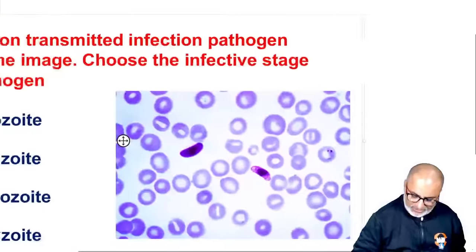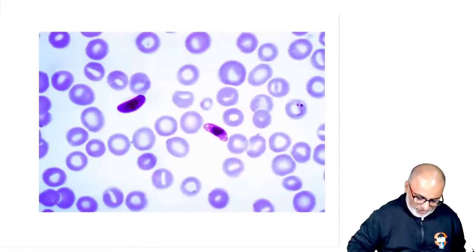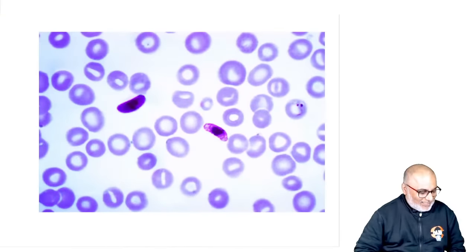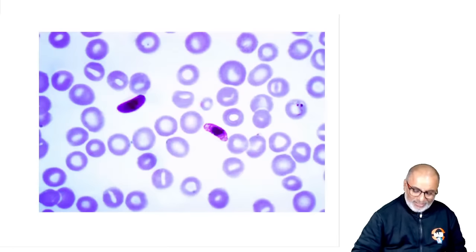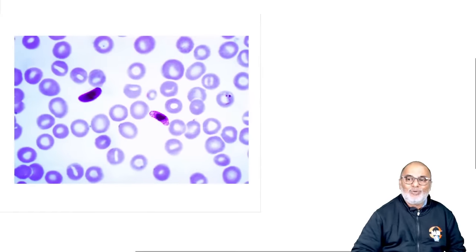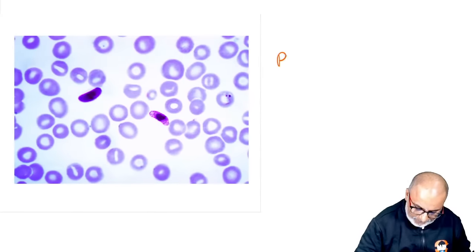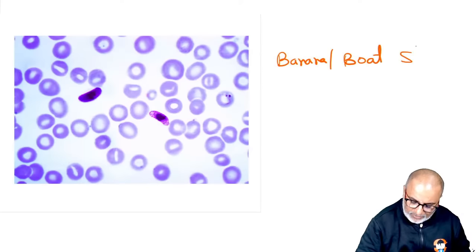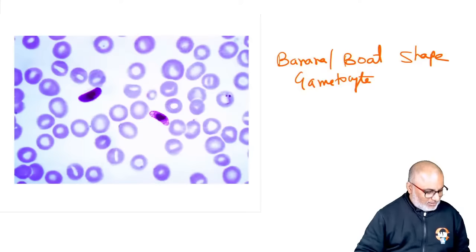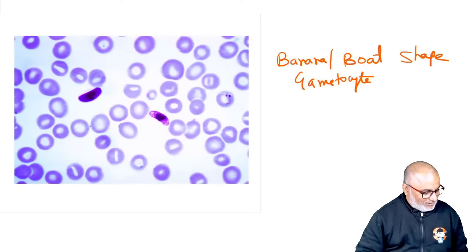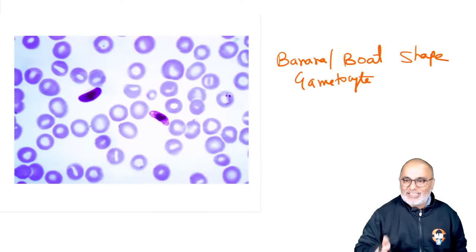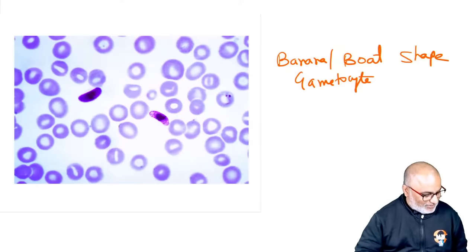Next is, see the picture. What comes to your mind? Describe the picture. Yes, perfect. It is a banana or boat shaped gametocyte. Yes, Farin Sultana, beautiful. Auto-infection, Cryptosporidium, yes, she mentioned a nice point. Then we can discuss, keep on going. Very good, I love this.